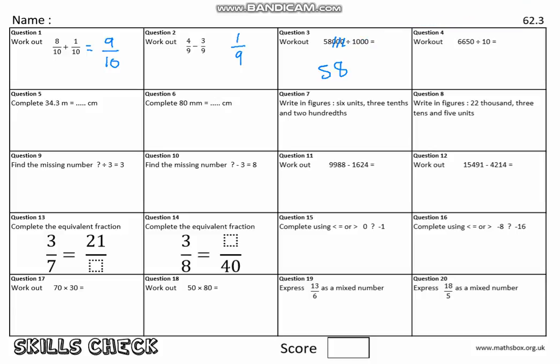Okay, so a really similar one here. So it says 6,650 divided by 10. So this time we've only got one 0 on the 10, so we're just going to take 1 off there. So that leaves us with 665 as our answer.